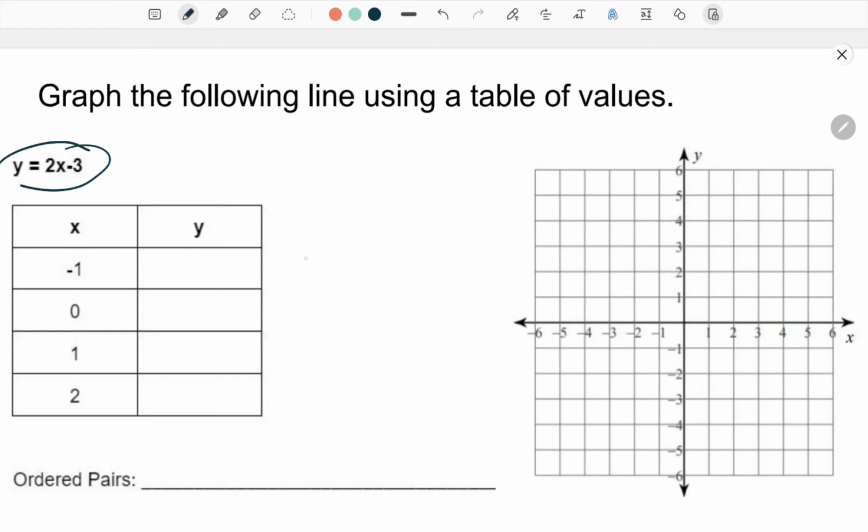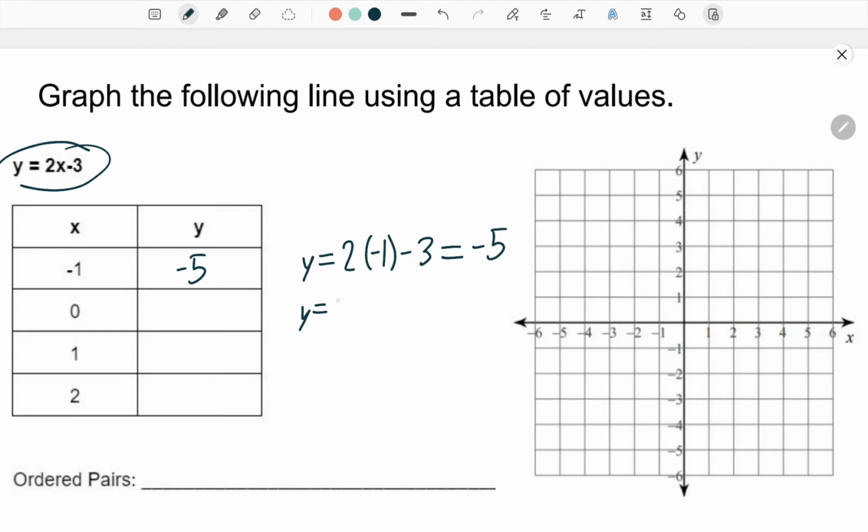And what we've done in the past is to find out the y values, we simply take our equation. Where x is, we replace it with the particular number that we have. So -1 for the first one in the table. And then you calculate this out. So 2 times -1, that's -2, minus 3 is -5. And then place that number into your table of values.